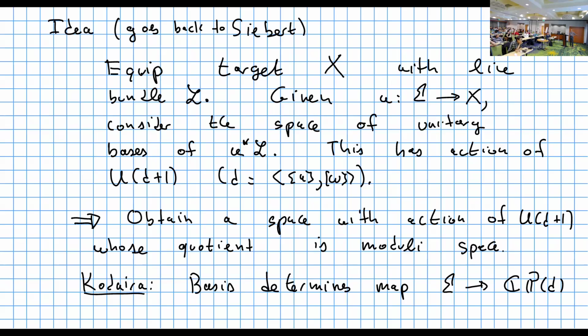Okay? So that's where L comes from, and once you have that, you know that looking at H0 of L is a reasonable thing to look at. The fact that the metric was Hermitian, I didn't say this, means that not only do we have all bases, we can look at unitary bases. So what have we done now? Well, we have a space, which is basically just the space of bases of the space of sections of this line bundle. It has an action of a unitary group. If I take the quotient, I get the moduli space.